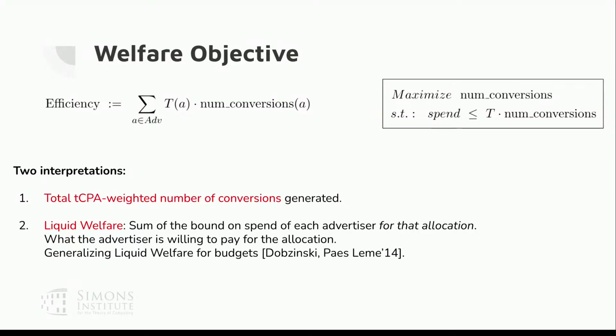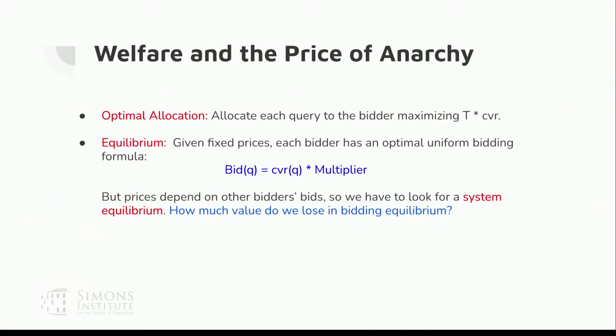And again, over here, if you think of the value as the cap on the spend that a particular bundle gives you, and keep that as the cap, that's called the liquid welfare, and it turns out to be precisely the target weighted number of conversions. So this is our measure of efficiency: the target weighted number of conversions.